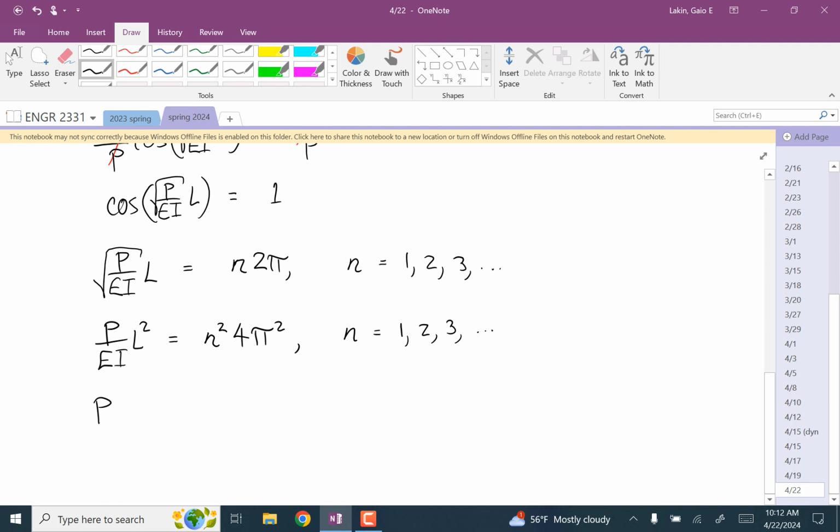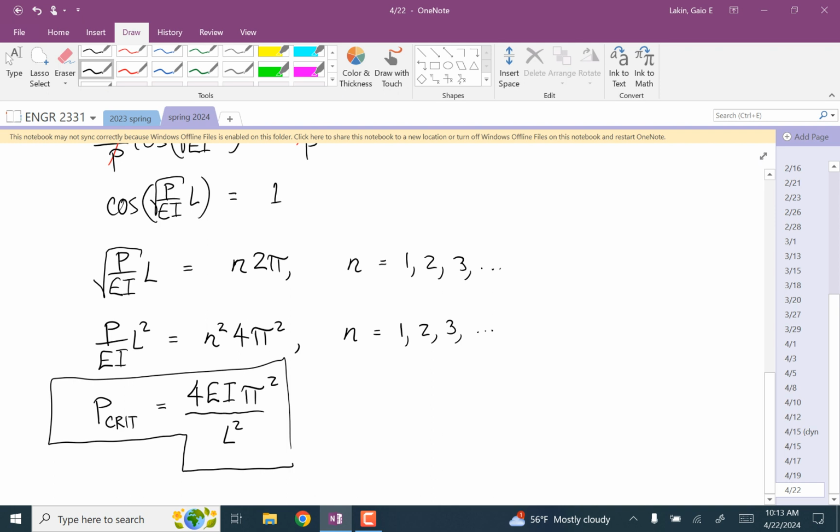And so P critical is equal to 4 EI pi squared over L squared. So we just choose n equals 1. Yep, we're always choosing the lowest non-trivial n. So n equals 0, I mean, actually n equals 0 is also a solution to this. I didn't write it in there, but that's a trivial solution.